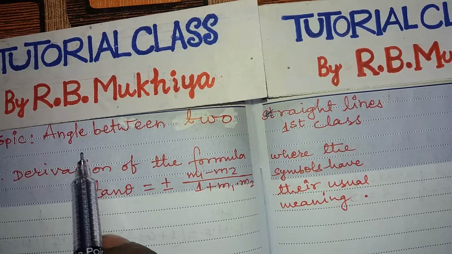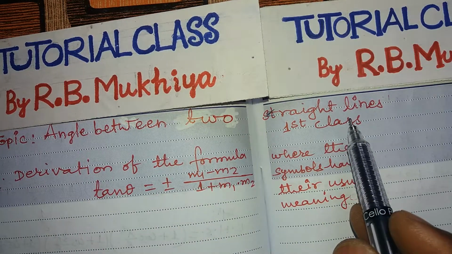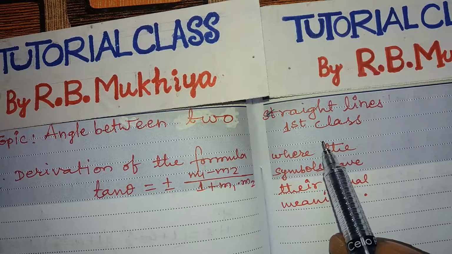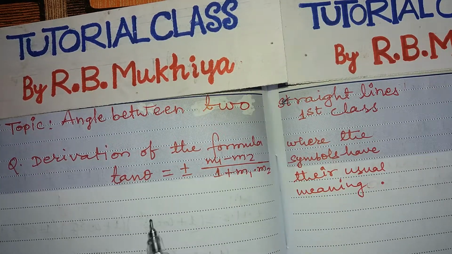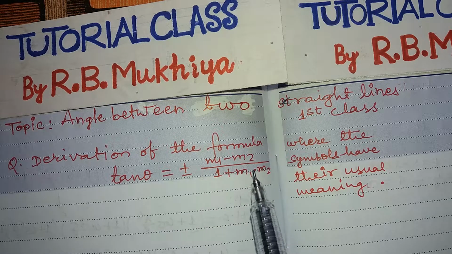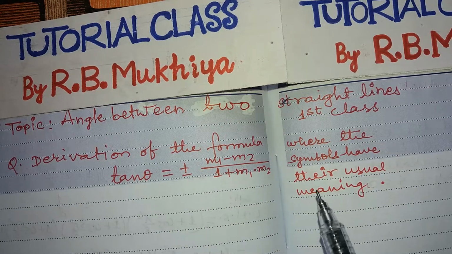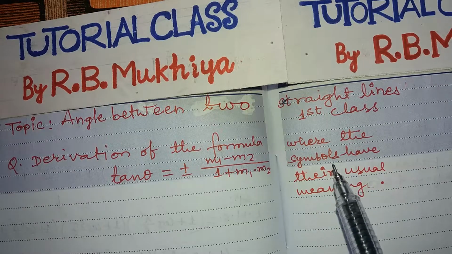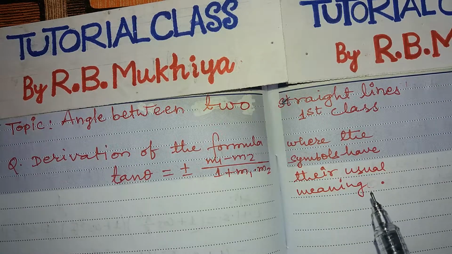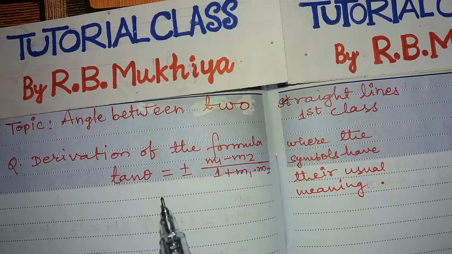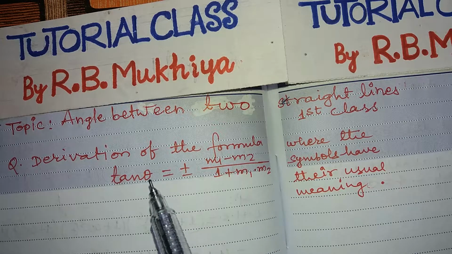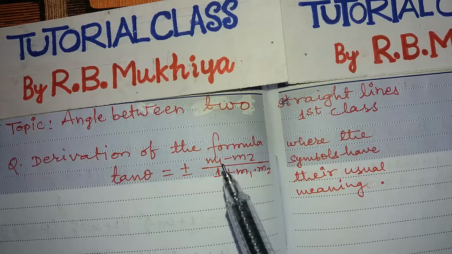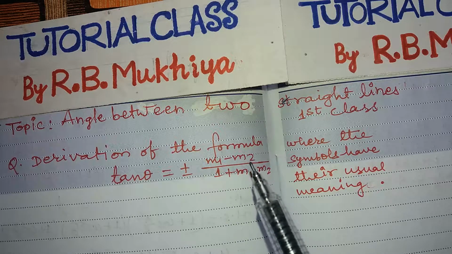Today's topic is the angle between two straight lines, and it is the first class of the topic. The question is: derive the formula tan theta equals plus or minus (m1 minus m2) divided by (1 plus m1 times m2), where the symbols have their usual meaning. Theta means the angle between two straight lines, m1 is the slope of the first line, and m2 is the slope of the second line.